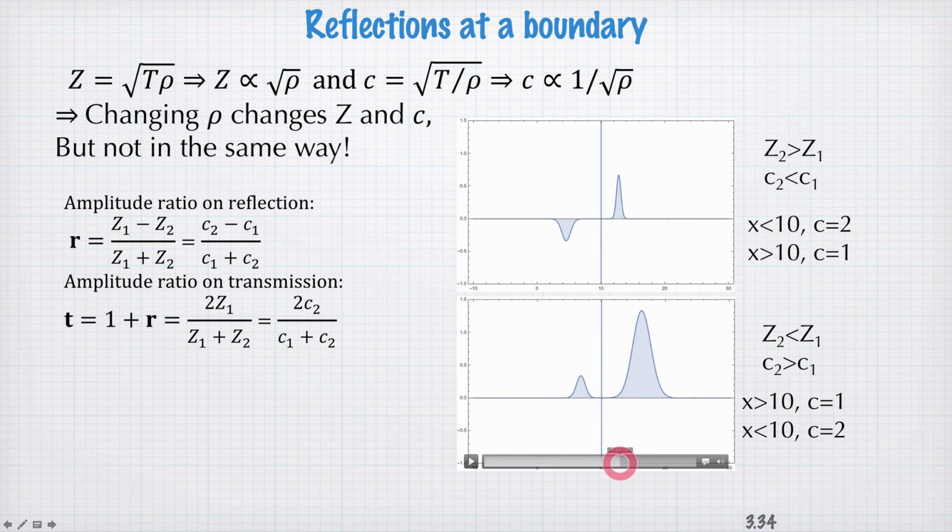Now you may wonder whether this has some implications for conservation of energy, but remember on this side the density was higher. So for a given amplitude of wave, you've got more energy on this side than you do on this side because of the change in density. So actually the conservation of energy, of course, works out.